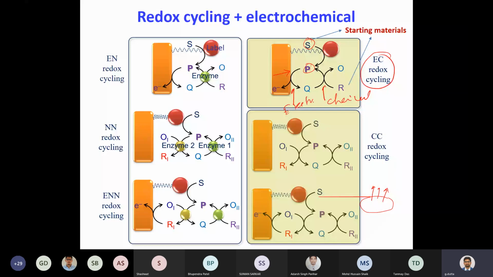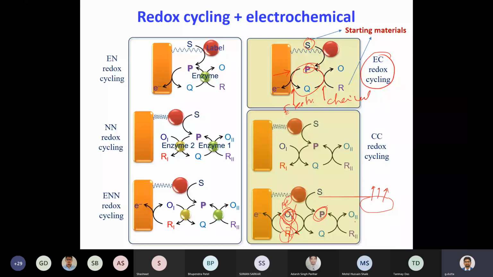But if you add one extra chemical that can take part in another cycling with this cycling, like the Fc plus. So suppose O1 is the Fc plus, right? This O1 is the higher oxidation state, so it reacts with the P, and it will form the R. If you don't add this one, then this cycle will not be there. So one cycle will be less.